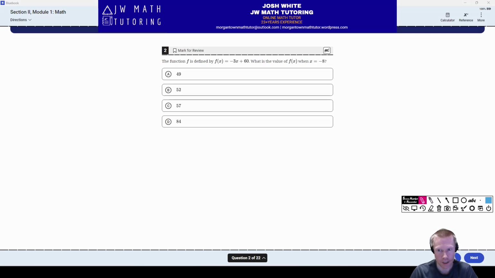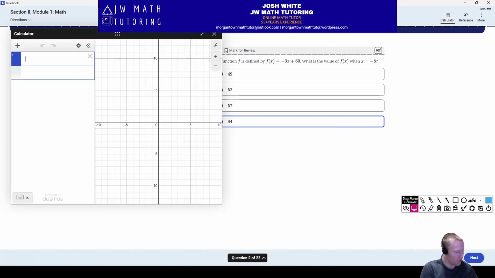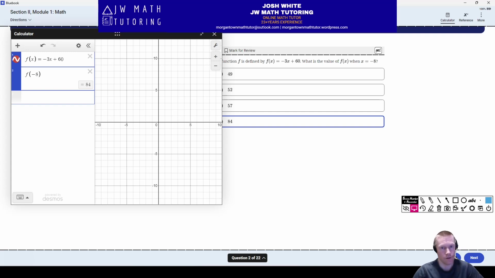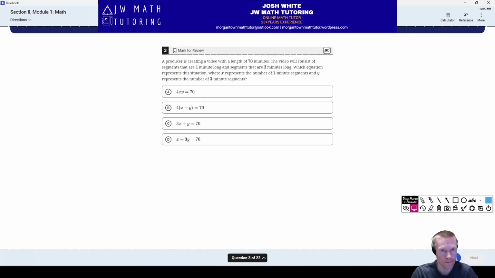Next up, we have a function. They want to know what the y value is when the x value is -8. So we can just plug in -8 and we get 24 plus 60, which is 84. Correct answer will be D. However, we can also go to the Desmos graphing calculator, type in the function, and get the answer right there. Okay, 84, move on to the next problem.